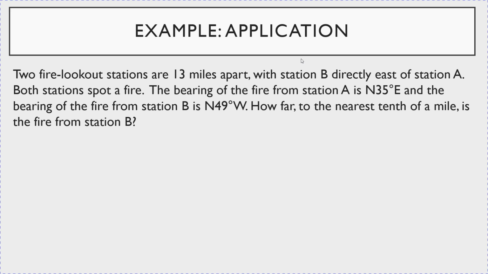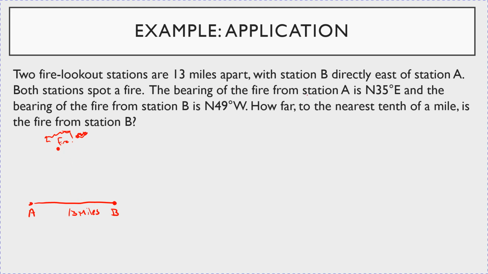So two fire lookout stations are 13 miles apart, with station B directly east of station A. So the picture is this. Here's station A, 13 miles directly east is station B. And there's this fire, and out here we'll say here's the fire. Now this is where it gets weird.